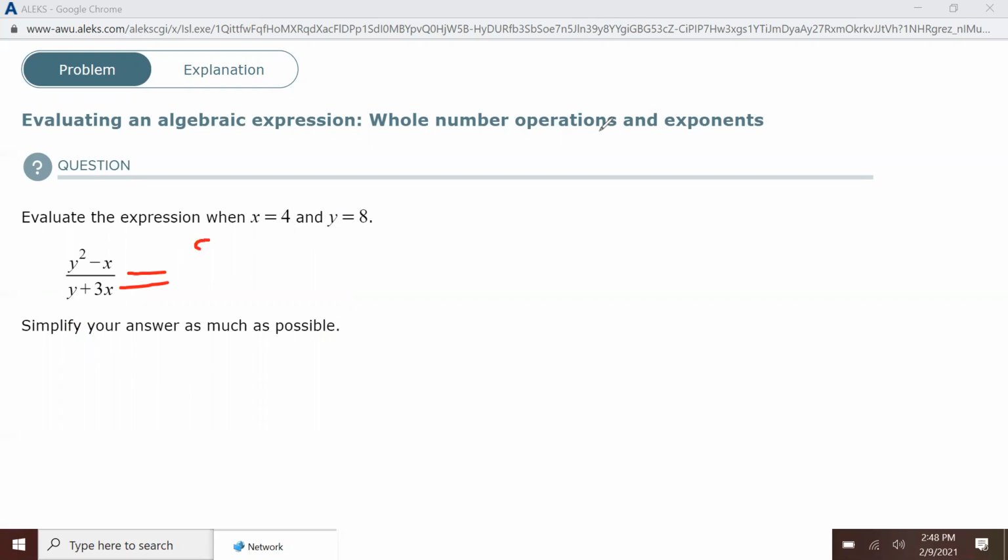We get 8 squared minus 4 over 8 plus 3 times 4. Now, when you are plugging numbers in for variables, sometimes it is necessary to put parentheses around those numbers. Sometimes it is not. However, it will never be wrong if you do it. In this case, I don't need to put any parentheses in, but if I put them in, it won't be wrong.